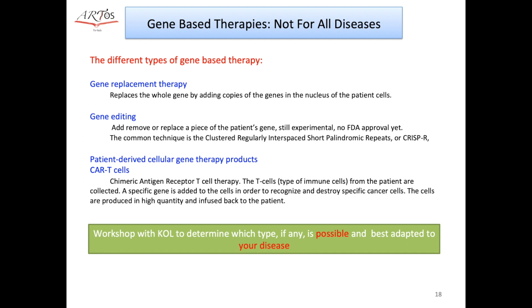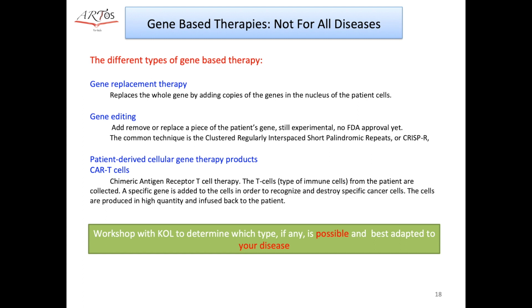The different types of gene-based therapy are, first, gene replacement therapy. It replaces the whole gene by adding copies of the gene in the nucleus of the patient's cells. That is the ideal solution. Gene editing is when you add, remove, or replace a piece of the patient's gene. It is still experimental. There is no FDA approval yet. The common technique is clustered regularly interspaced short palindromic repeats, or CRISPR. Many other innovative editing techniques are being developed that will help diseases that cannot use gene replacement therapy.